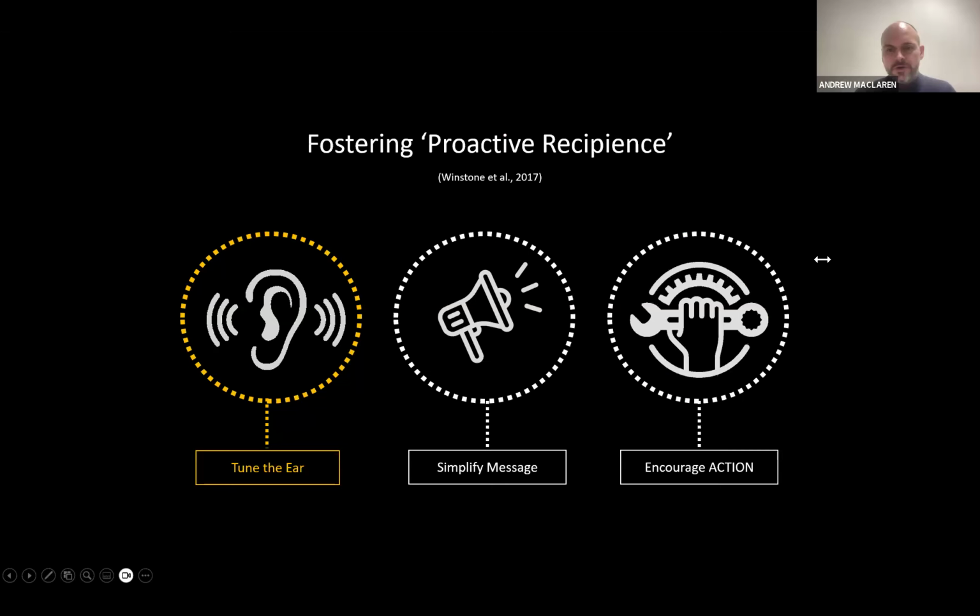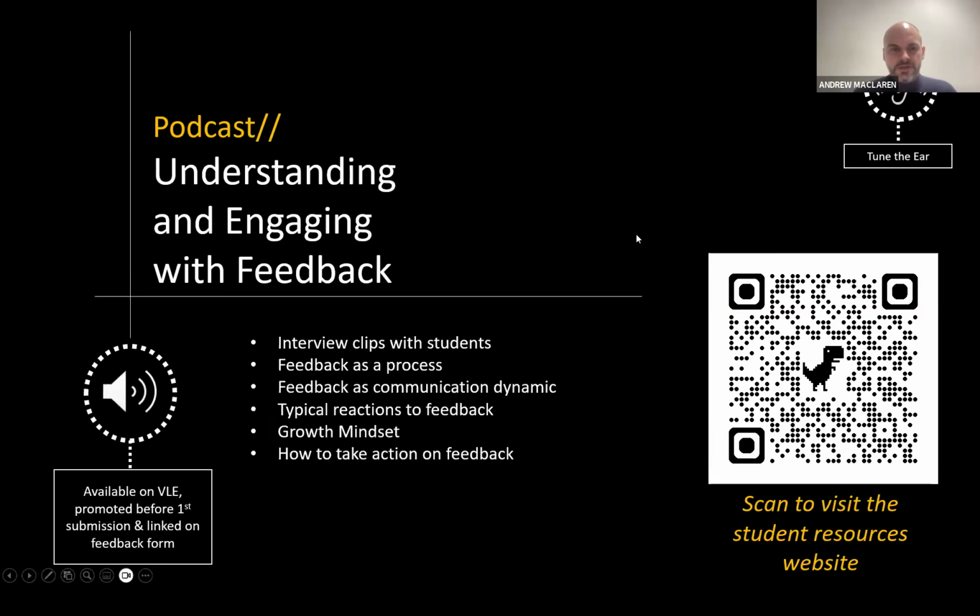So just to give you a bit of an insight into how these things break down, looking at feedback literacy in particular. The tuning the ear resources are the student-facing resources that have been designed to support feedback literacy. I'm not going to explain them in great detail today, but they center around a podcast and a set of written guidelines, and they're packaged on a website. We've got a public-facing version of the website where all of these resources are available, so you can scan the QR code there, and I'll put some links in the chat shortly.